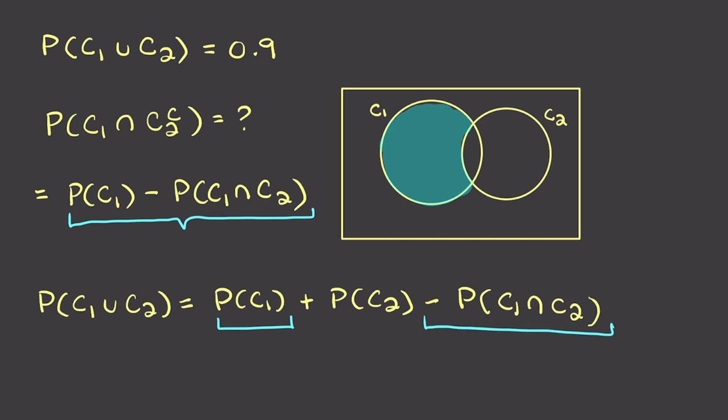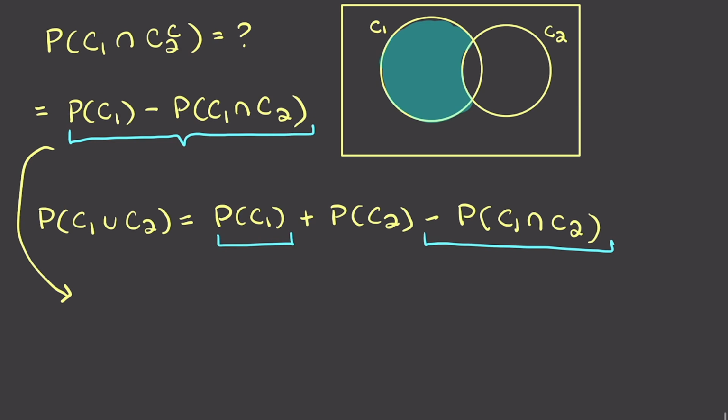So what's left, so if we continue with this, that's really equal to the probability of C1 union C2 minus the probability of C2. So hopefully you can see what I did there. I just rearranged this equation to replace this expression. And now we know this information.